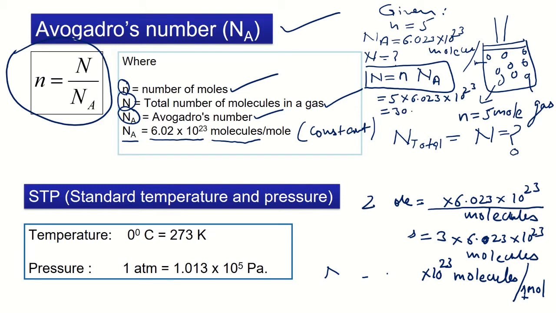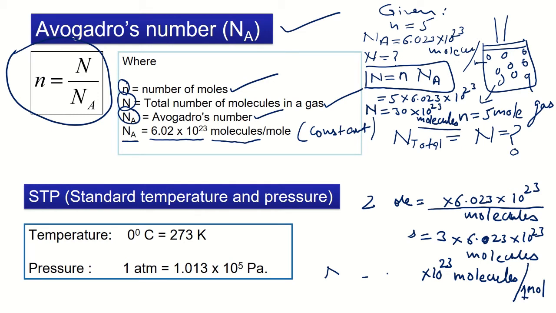I am not taking the decimal, so this is approximately 30 multiplied by 10 to the power 23 molecules. So the value of N is this. The answer is: the total number of molecules in this cylinder is 30 into 10 to the power 23 molecules.